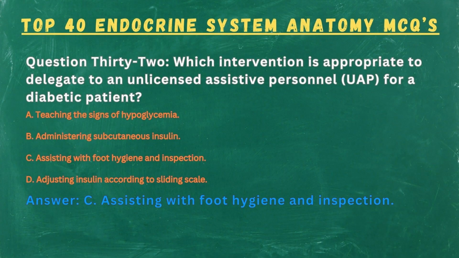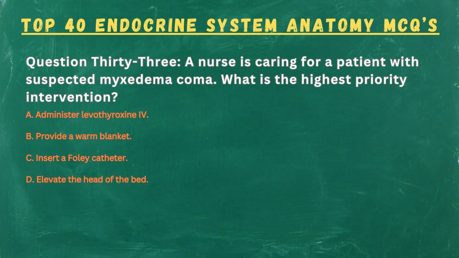Answer: C. Assisting with foot hygiene and inspection. Question 33. A nurse is caring for a patient with suspected myxedema coma. What is the highest priority intervention? A. Administer levothyroxine IV. B. Provide a warm blanket. C. Insert a Foley catheter. D. Elevate the head of the bed.